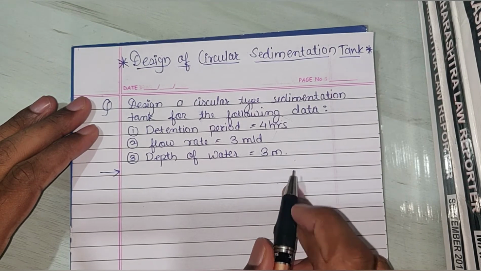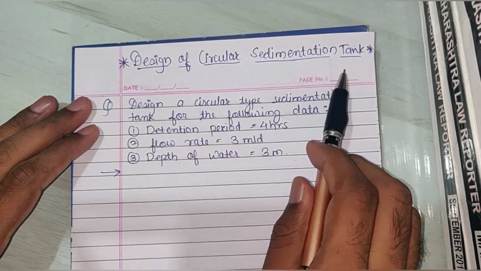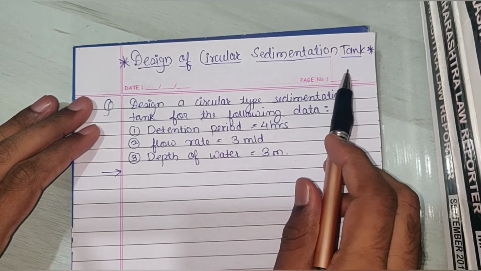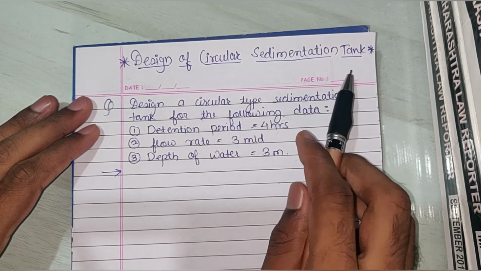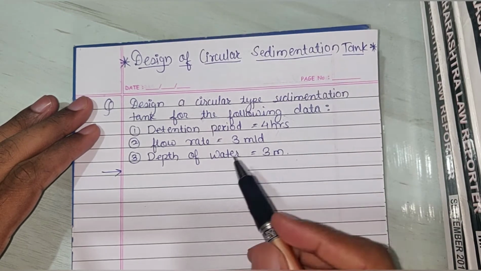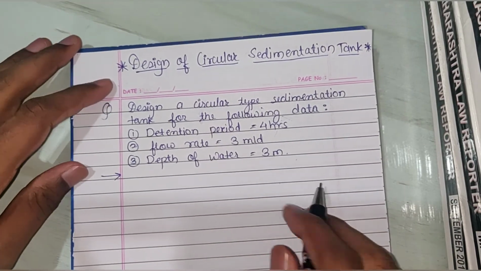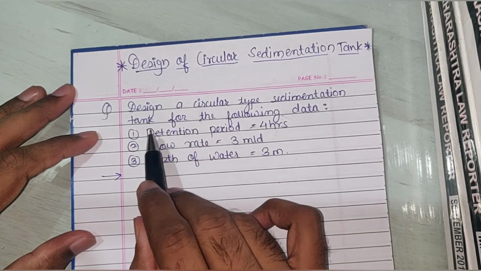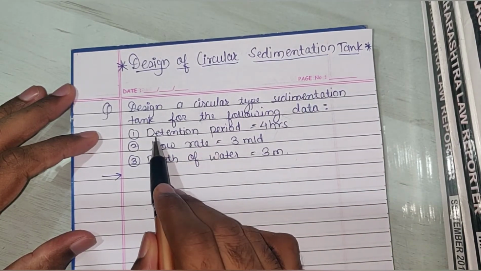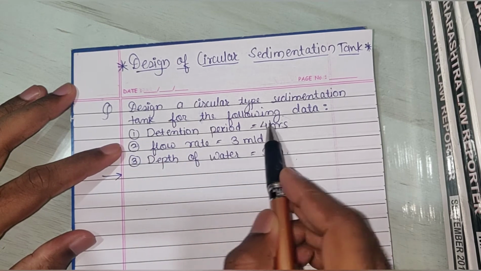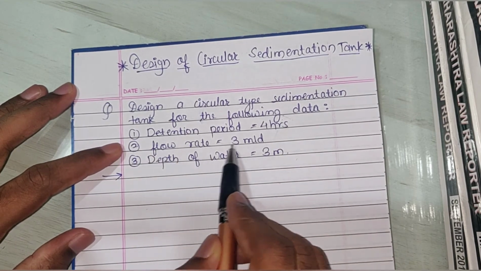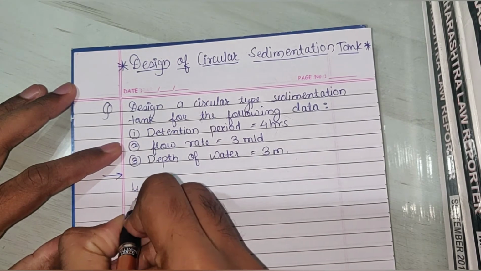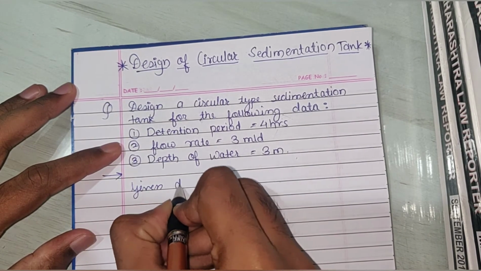In this video we will design the circular type sedimentation tank. The design of a circular type sedimentation tank is a little bit different than the design of a rectangular type sedimentation tank. Let's see what the difference is. So first we have a problem statement: design a circular type sedimentation tank for the following data. The detention period is given as 4 hours, flow rate is given as 3 MLD, and depth of water is given as 3 meter. So I will write the given data.